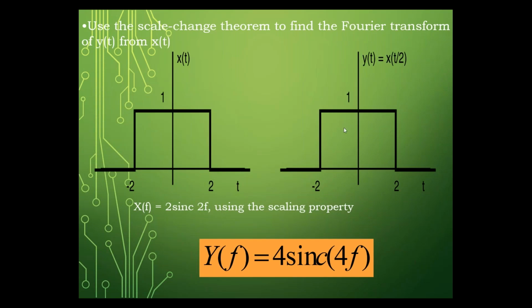Then from the scaling property, you can write your a is now 1 by 2. So I can write, now your x of t is this one. Here x of at, a is 1 by 2. So I can write 1 by a G of f by a. So you have to write G of f. G of f is the Fourier transform of this x of t. That is how you can apply this scale change theorem, scaling property, to solve the problem.